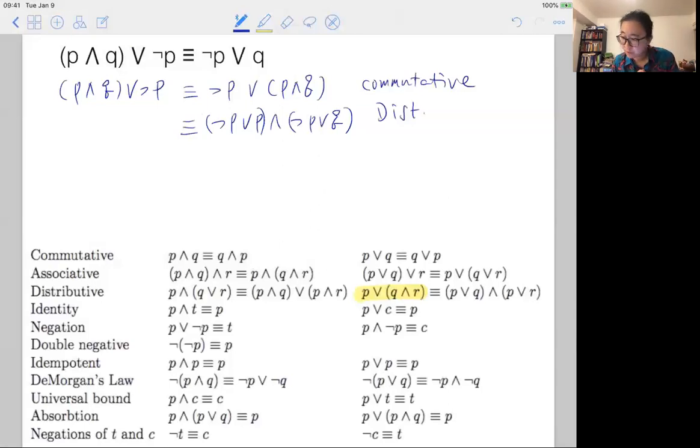Once you have applied the distributive rule, the next thing you do is look at the first term. The first term is negation of P or P. Again, this looks familiar because it's exactly the negation rule, meaning that it's always true. Okay, this is Q.